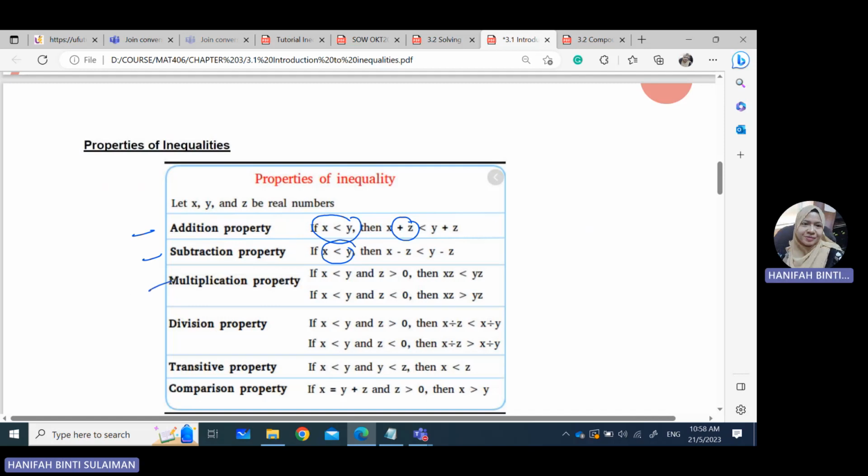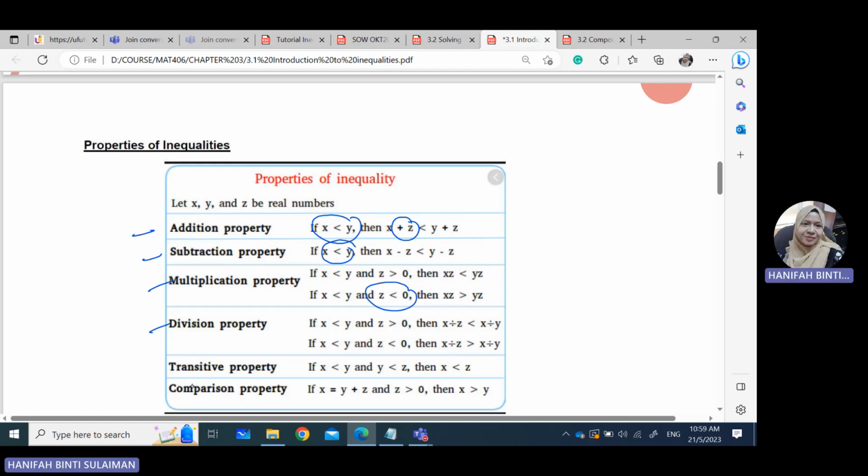Okay. So begitu juga dengan multiplication property. If we have X less than Y and Z greater than 0, then XZ is less than YZ. So which means we multiply with Z for X and we multiply with Z on Y also. Okay. Sama jugalah kalau Z less than 0. So Z less than 0 maknanya nilai-nilai Z adalah negatif. So kita nak darabkan dengan X di sebelah kiri, sebelah kanan pun kita kena darabkan dengan Y. Okay, faham? So untuk division pun sama. If we divide Z for X, so Y we need to divide for Z also.